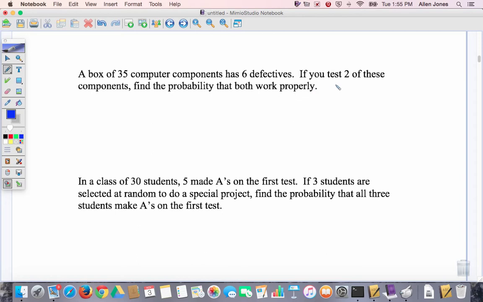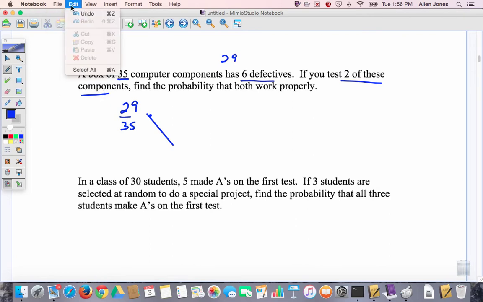Back here at the top, a box of 35 computer components has 6 that are defective. You test 2 of these components, so testing 2 separate components, find the probability that both work properly. Okay, so the first thing to note, if 6 are defective of the 35, that means that 29 work properly. So probably the first one we select works properly is 29 out of the 35. From here, like I just said, we're not going to select the same computer component twice. We're selecting 2 different ones. So we already selected one that works, which means there are 28 left that work and 34 total.